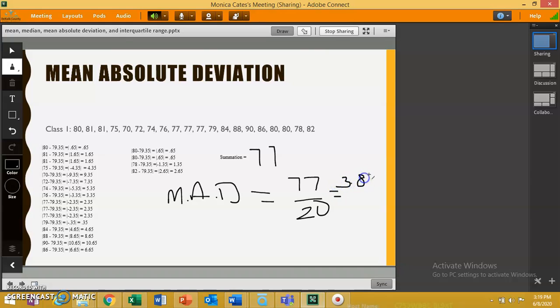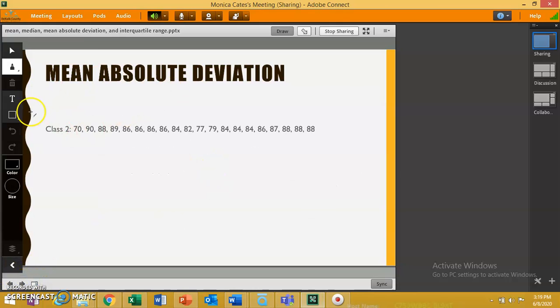So that means on average, each value is about 3.85 points away, because we're dealing with points for a quiz or a test. 3.85 points from the mean value. And the mean value again was 79.35. All right, let's do class 2 now. Again, the exact same concept.